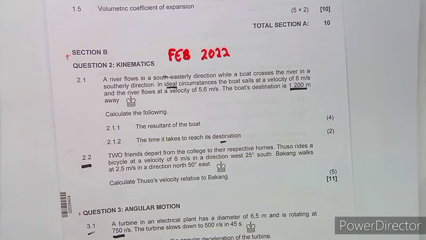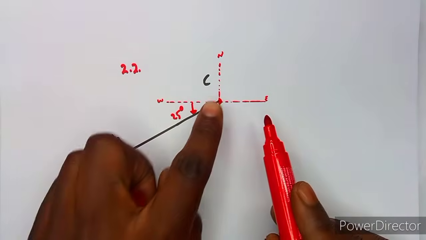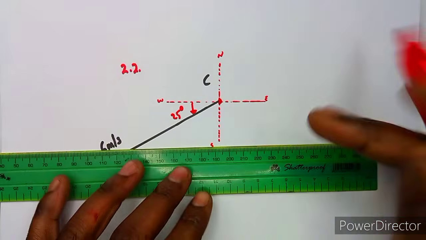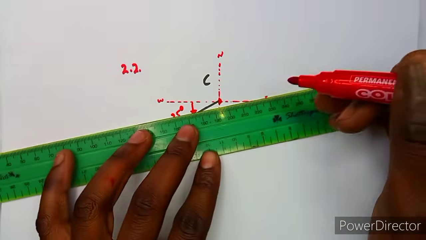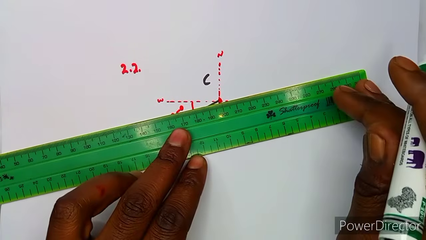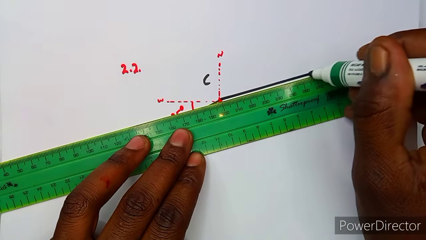walks 2.5 meters in a direction north 50 degrees east. So it's north 50 degrees east, that is north 50 going to the east. So it's between this quadrant of north and east. This is where you're going to have it. Let's just put it this way so that we don't confuse each other here. This is going to be like this.